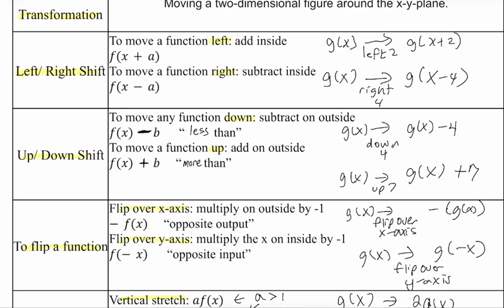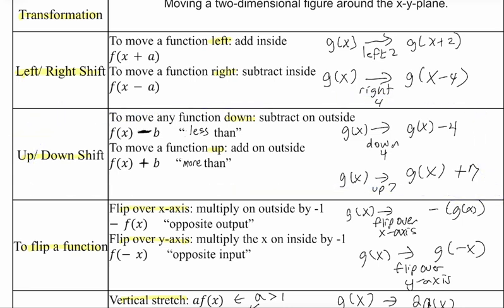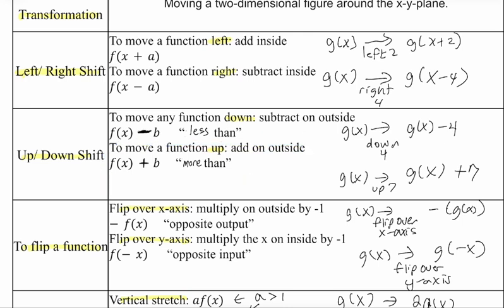So now let's talk about how we move a function up and down. If we want to move a function down, we have to subtract on the outside. Anything we're doing to change a function vertically will happen on the outside of the function because it's happening to the y value. So if we want to have less than, we need to take f of x minus b. If we want more than, we have to take f of x plus b. So adding on the outside moves it up, subtracting on the outside moves it down.